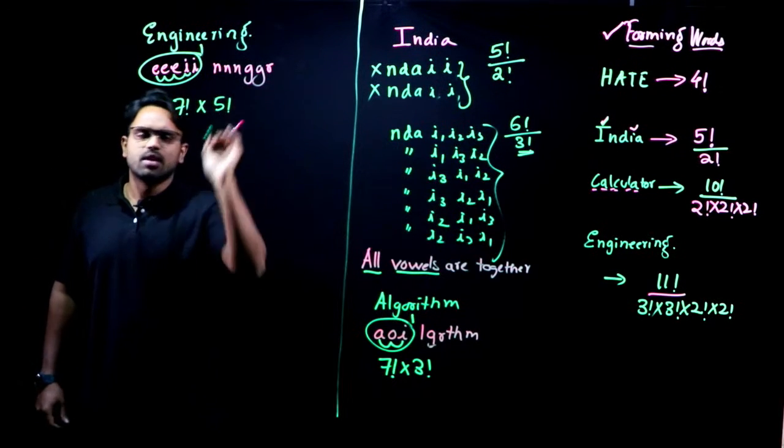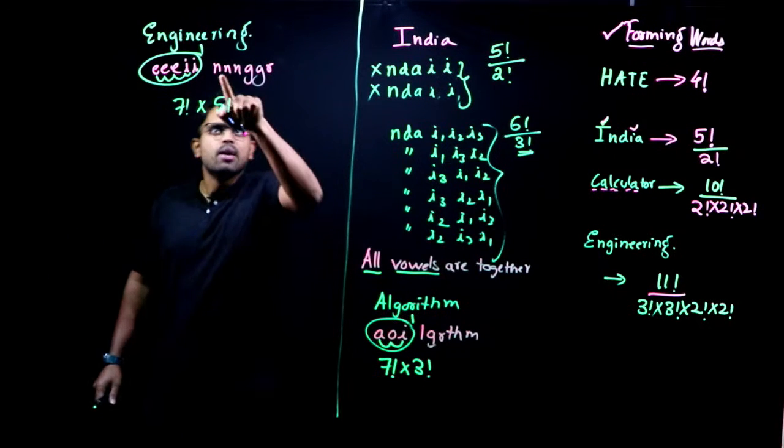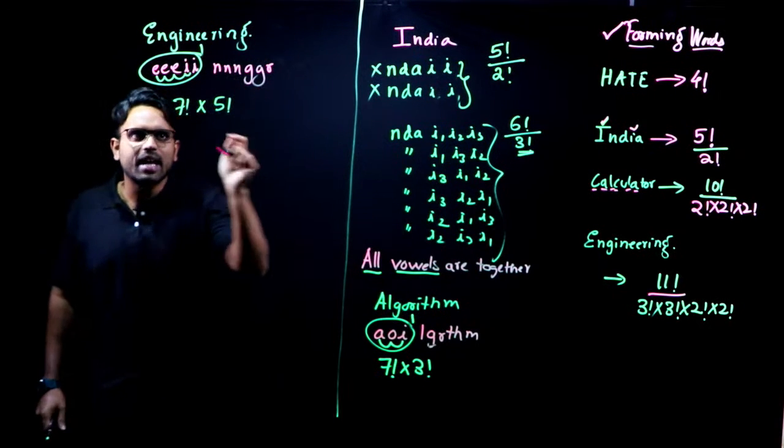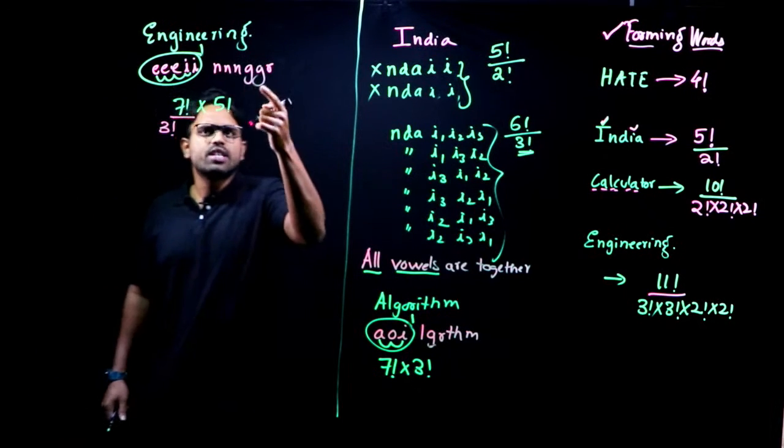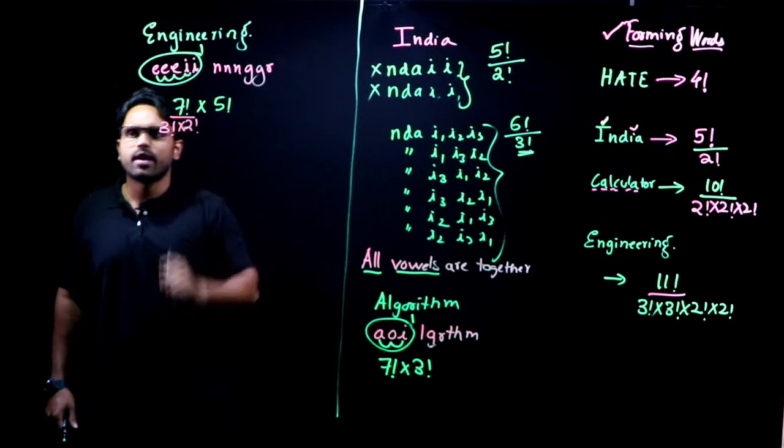5 factorial ways. But is this the end of it? No. Why? Because I can see that n is repeating 3 times. So what do I need to divide it with? I have to divide it with 3 factorial here again. Now g is repeating 2 times, so I have to divide it with 2 factorial again.